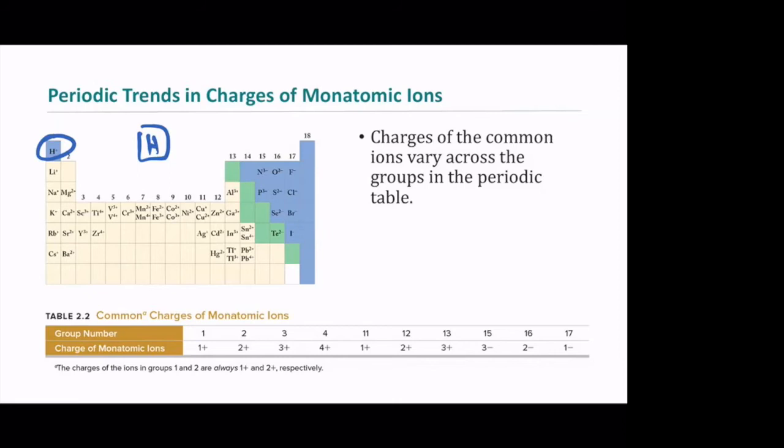And group 2 is +2, and that's a pretty exclusive group. You're not going to see anything but +1 and +2 there. When you get to the right side, they're a little bit more finicky and they can take on different charges. This doesn't show you that, but chlorine can be a lot of different things, but these are the common ones. That's the nature of this chart. So group 17 is -1, group 16 is -2, group 15 is -3, group 13 is +3.